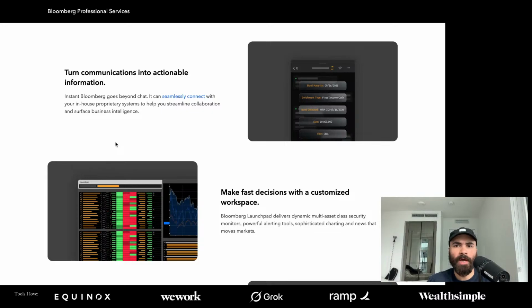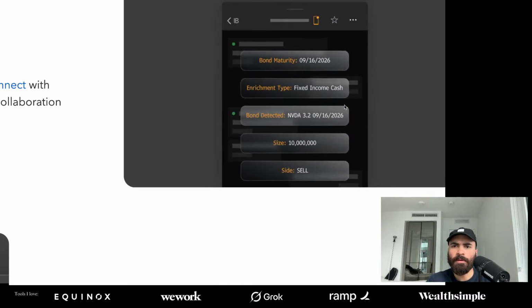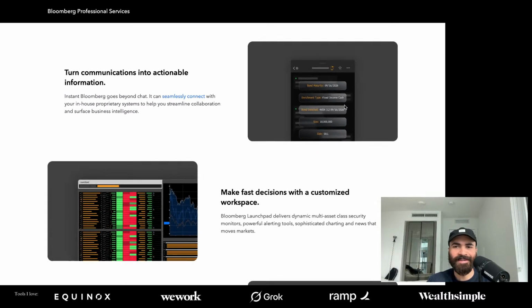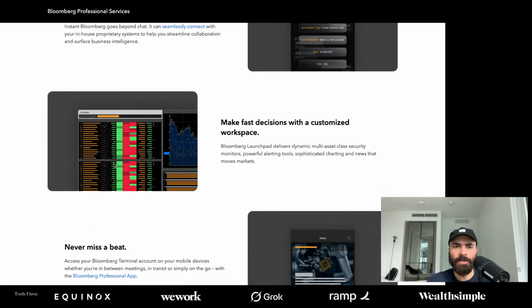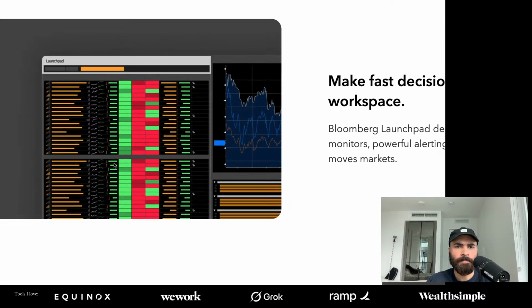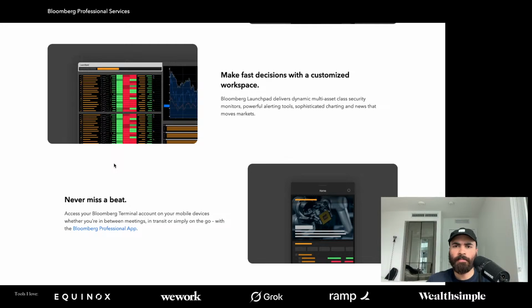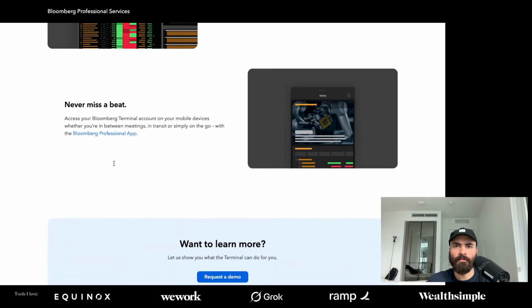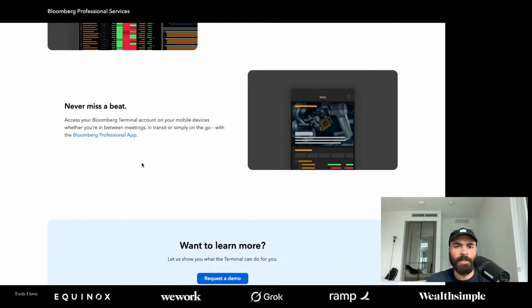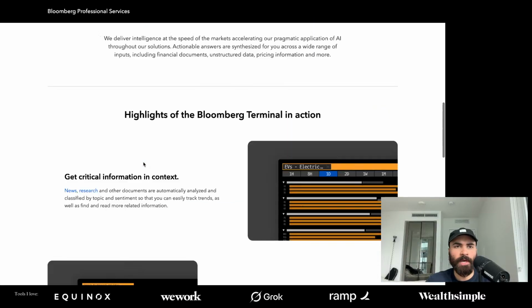Turn communications into actionable information. Nvidia, sell. Instant Bloomberg goes beyond chat. It can seamlessly connect with your in-house proprietary systems to help you streamline collaboration and surface business intelligence. Make fast decisions with a customized workspace. Bloomberg Launchpad delivers dynamic multi-asset class security monitors, powerful alerting tools, sophisticated charting, and news that moves markets. Never miss a beat. On your mobile devices, whether you are in between meetings and transit or simply on the go, in the Bloomberg Professional app.